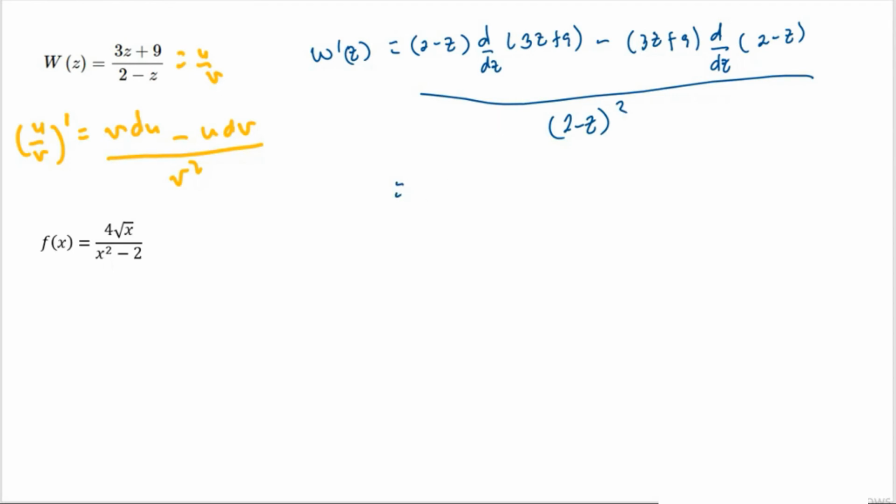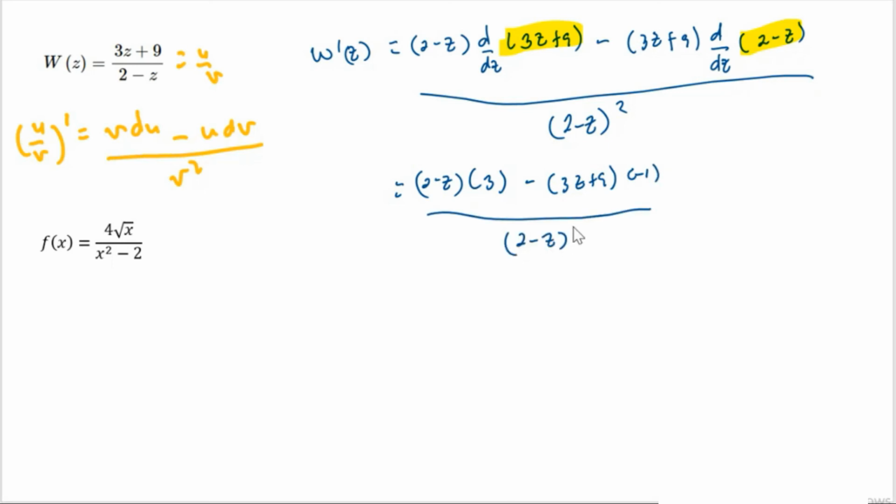Now, let's take the derivative of this one, as well as this one. And then after that, we simplify. So writing first the other factors, we have 2 minus z times the derivative of 3z plus 9, which is just equal to 3, minus the numerator 3z plus 9 times the derivative of the denominator, 2 minus z. The derivative of 2 is 0. The derivative of negative z is negative 1, all over the square of 2 minus z.